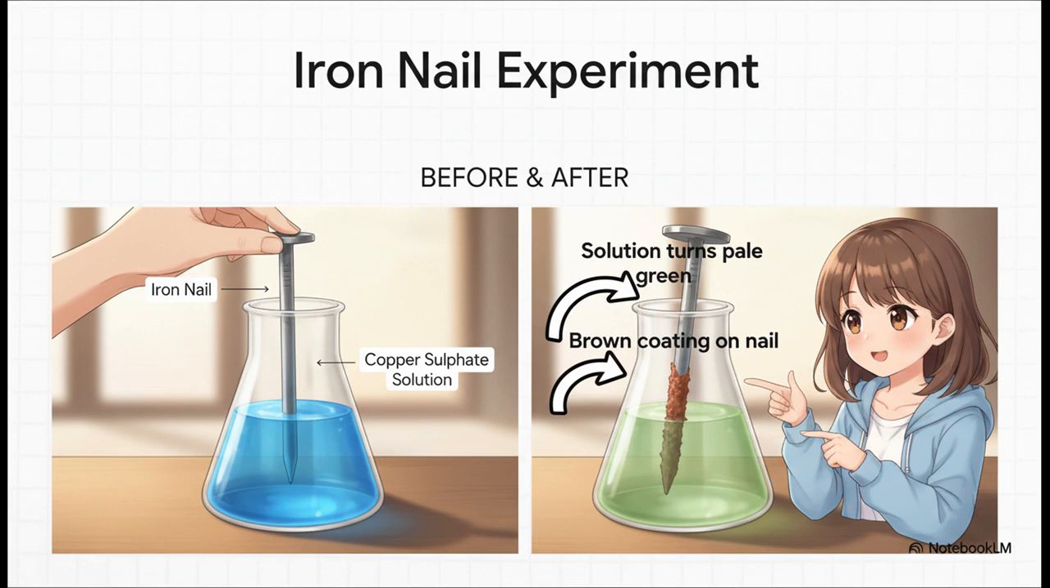So you take an iron nail and you stick it in a blue solution of copper sulfate. Now, iron is the bully here. It's more reactive than copper. So what happens? 2 things. You got to remember these. First, the blue color of the solution starts to fade and turn a pale green. And second, you'll see a brown coating forming on the nail. Those 2 observations are your key to getting full marks.